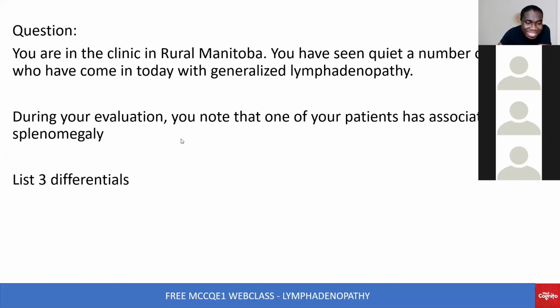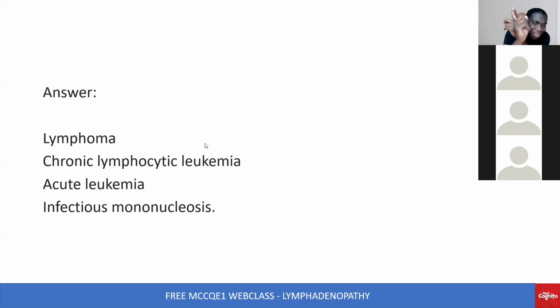Oh my goodness. Someone has gone for Epstein-Barr. Epstein-Barr is the usual culprit here. Infectious mononucleosis, lymphoma. Awesome. What are the answers? Lymphoma, chronic lymphocytic leukemia, CLL, acute leukemia, and infectious mononucleosis.